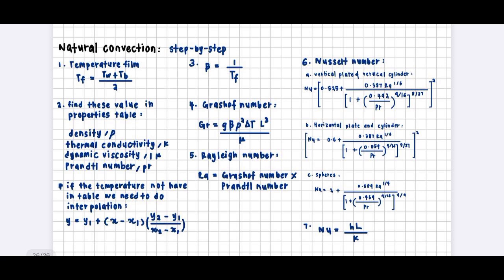Secondly, the forced convection step by step. It seems similar to natural convection, but we have a step that is not similar to natural convection. Let's go through. Okay, firstly, we need to find the film temperature. Secondly, we need to look up properties at Tf in the table: density, thermal conductivity, kinematic viscosity, and Prandtl number. If the value is not directly in the table, as usual, we need to do interpolation also.